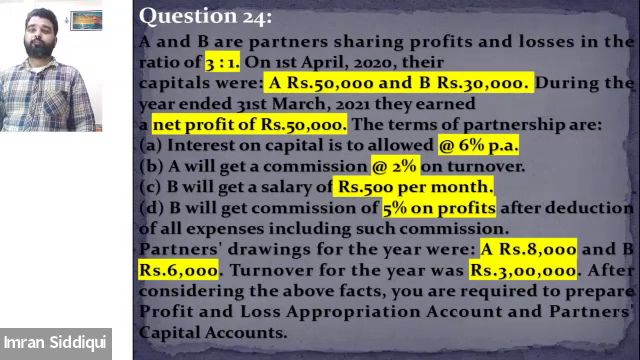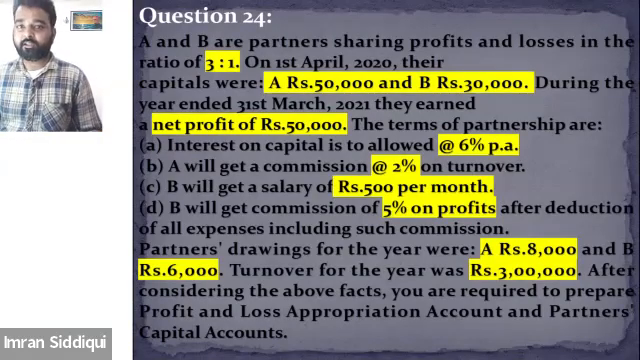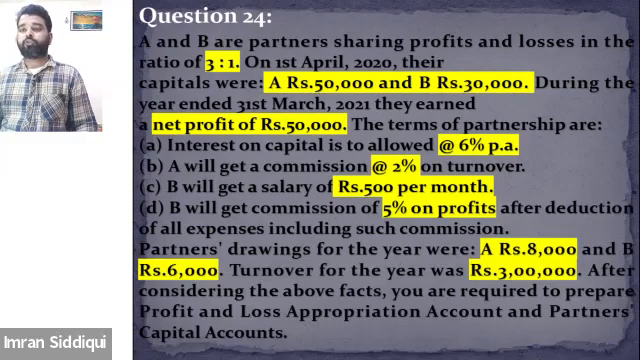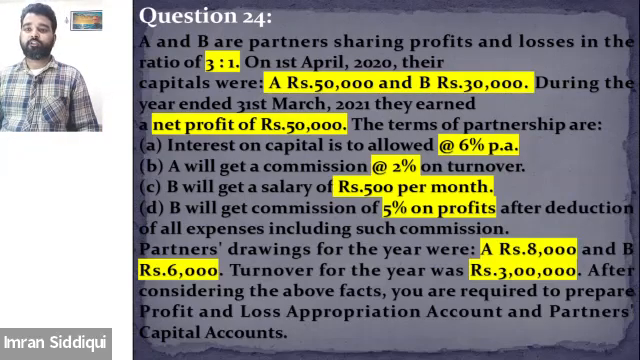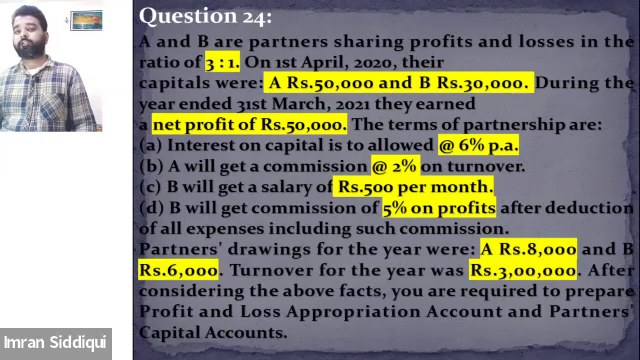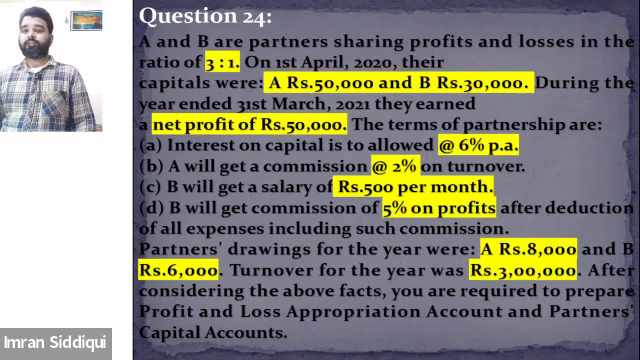Now, this is very, very important, and this is going to be a little difficult for you. So I'll guide you how to solve this particular point. Never mind, move to the next point. Partners' drawings for the year stand at 8,000 and 6,000. Turnover for the year is this much. Considering the above facts, you are required to prepare the profit and loss appropriation account, and then also the partners' capital account.